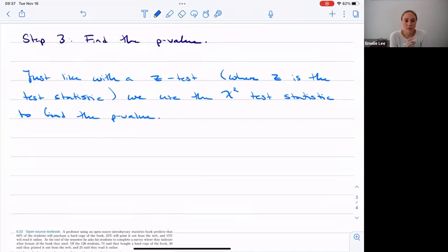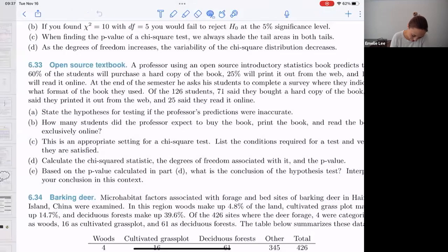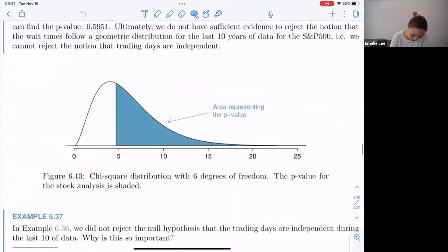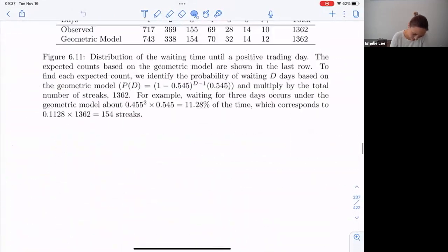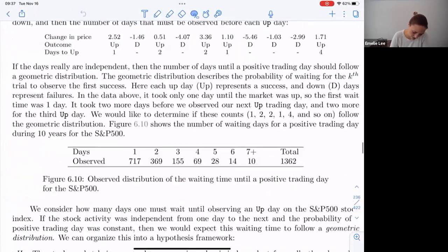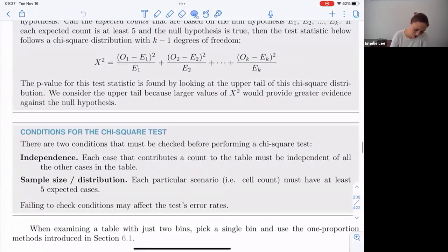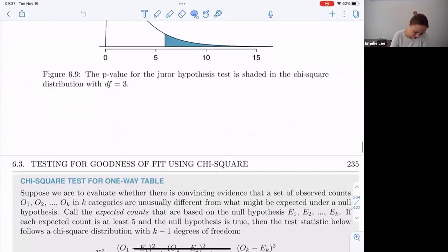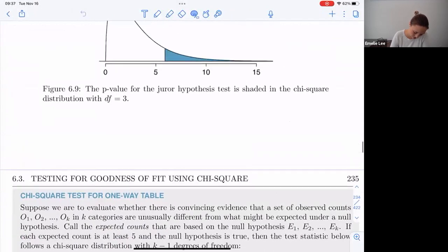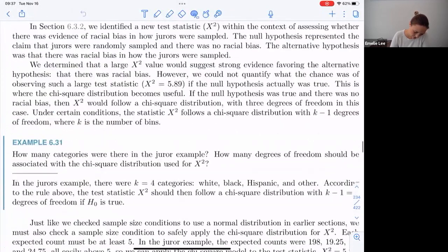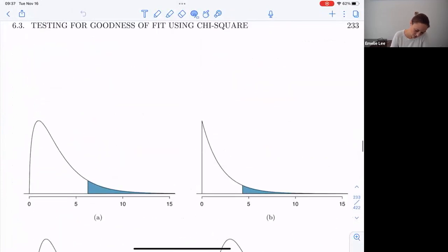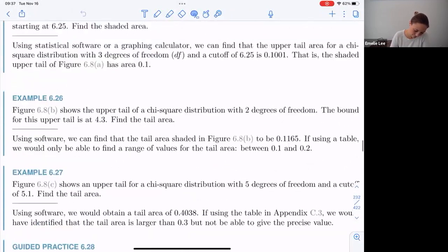The problem with the chi-squared is it changes shapes dramatically depending on the degrees of freedom.